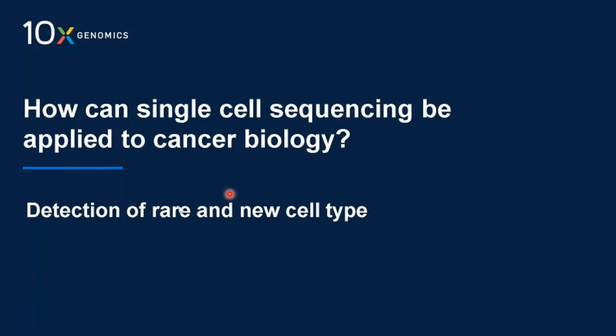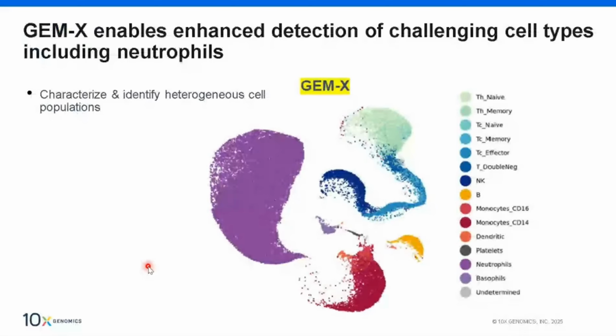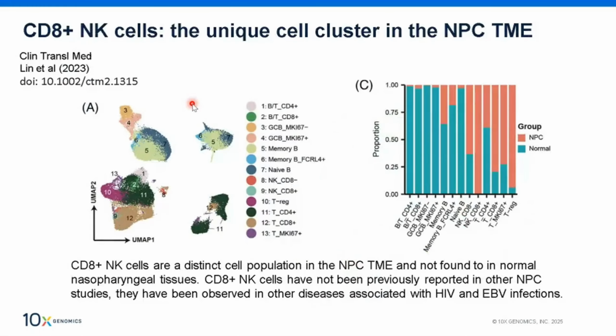Next is another publication to share on how single cell technology is being used for the detection of rare and new cell types. 10x Genomics is able to enhance the detection of challenging cell types, for example, neutrophils. This is an example of using the technology to detect a CD8 plus NK cell, which is a unique cell cluster in the nasopharyngeal cancer tumor microenvironment.